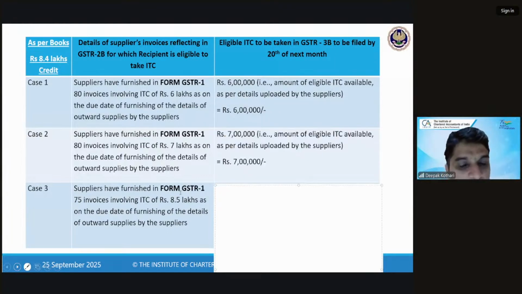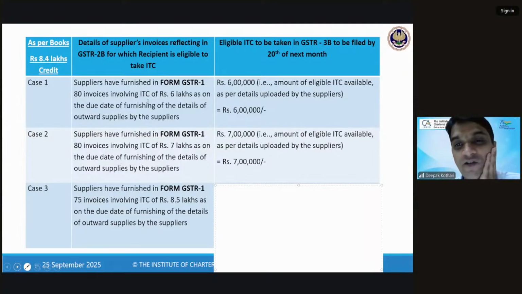Now in the third case, suppliers have furnished GSTR 1 involving ITC of rupees 8.5 lakhs. So here, how much credit can we claim? Okay. Here, everybody is saying a constant answer. Itam Shetty is saying in the third case it is 8.5 lakhs, but everybody else is saying it is 8.4 lakhs.